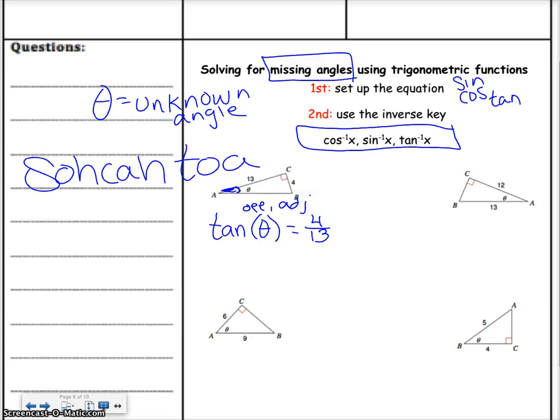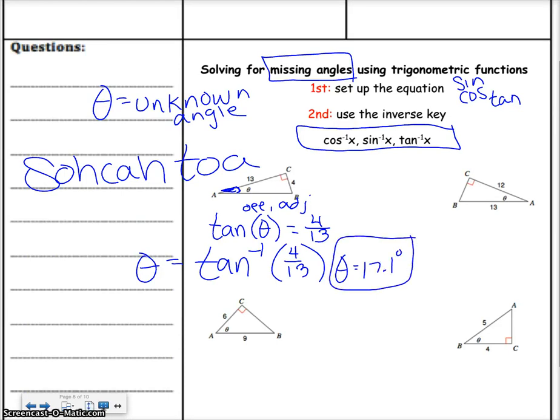I want to know what theta is. What is the inverse of this? So you hit the inverse button. You say tan inverse of 4/13. I'm sorry, you should have theta equals the inverse tangent of 4/13. So I'm going to hit tan to the -1, 4 over 13, and it tells me 17.1. So theta equals 17.1 degrees. That's my angle measure.